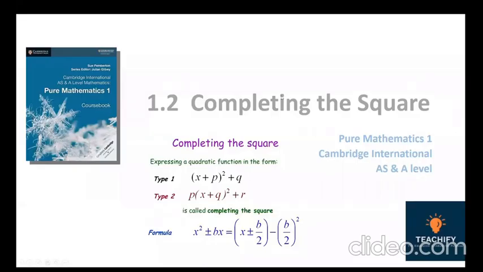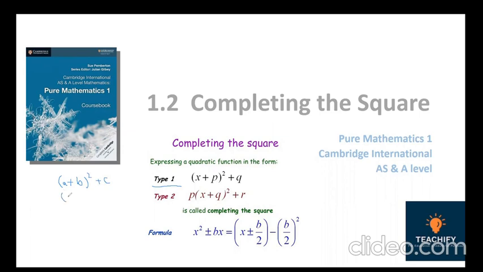Completing the square. This is the second topic of chapter number 1. In completing the square, I have two types. So the first one is this type, that is x plus p whole square plus q. What is p and what is q? Basically, this must be a plus b whole square, and there must be a third term, that is the constant.